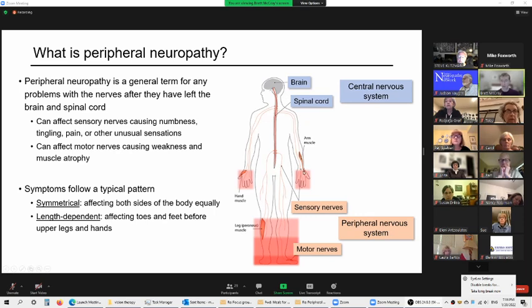You get to nerves that are the same length that go to the fingers, and that's sometimes when symptoms can appear in the hands. So this is kind of the length-dependent nature of neuropathy progression.